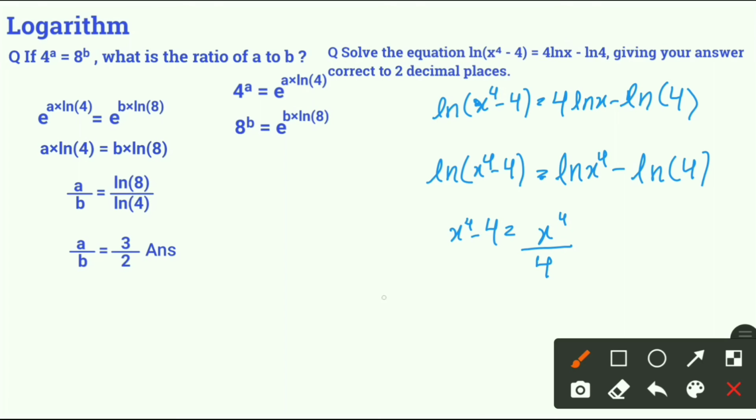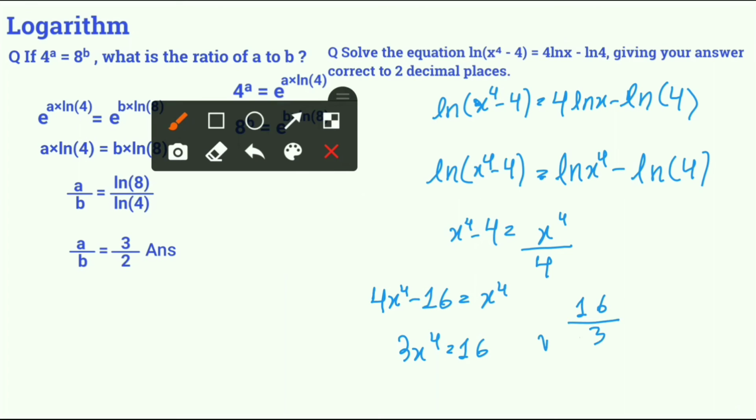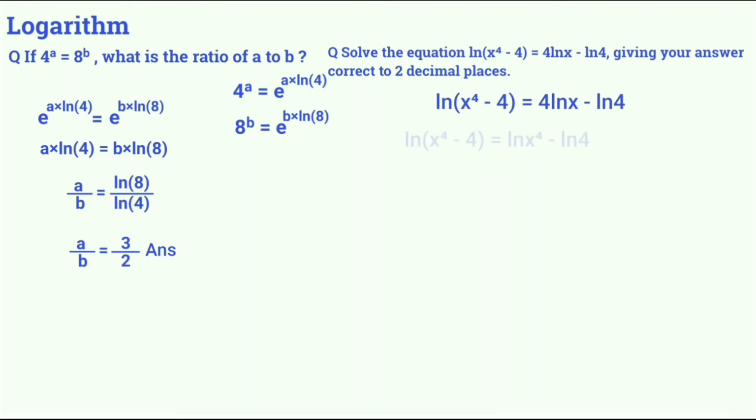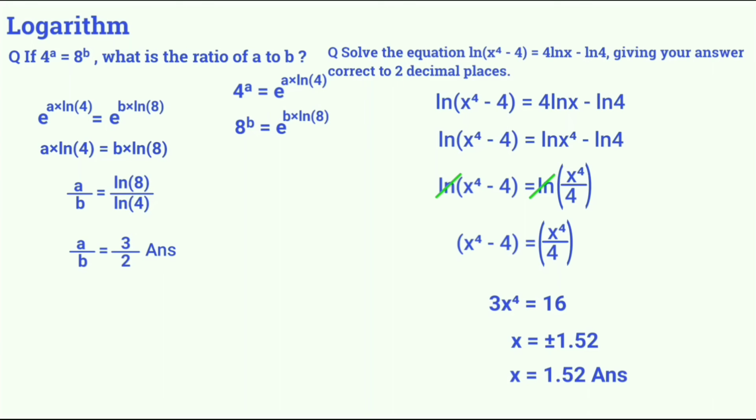This is what it really means, and then 4 will go to the left side, so 4 x of power 4, 4 is 16, is equals to x of power 4, and 16 will go to the right, x of power 4 will go to the left, so it's going to be 3 x of power 4 is equals to 16, and 16 upon 3 under root 4 is equals to x. This is the answer. Very easy. Okay, you just choose positive.